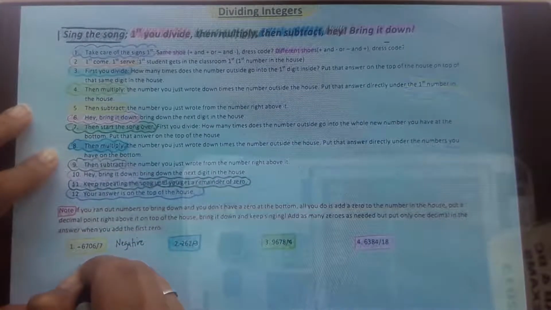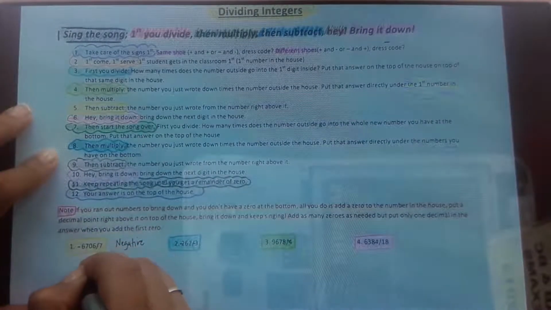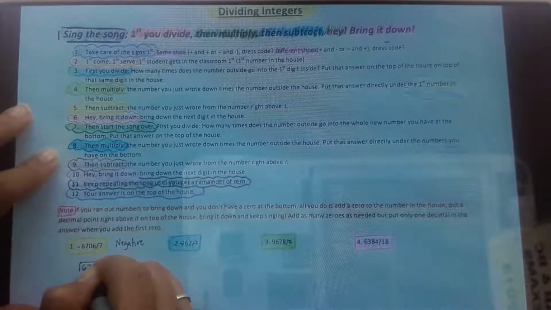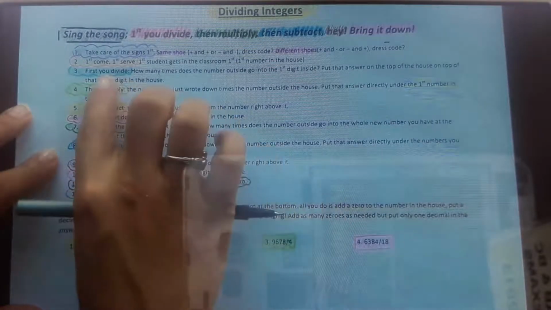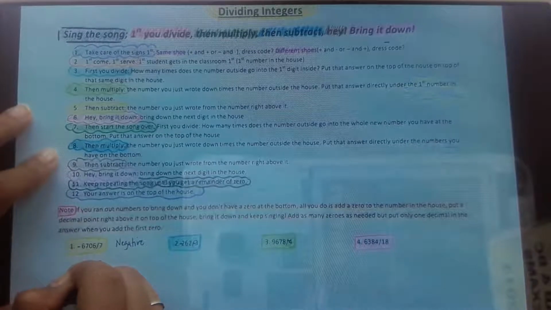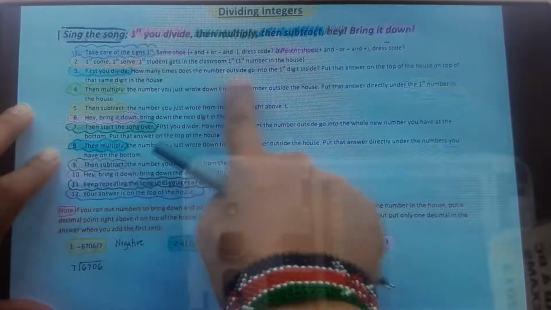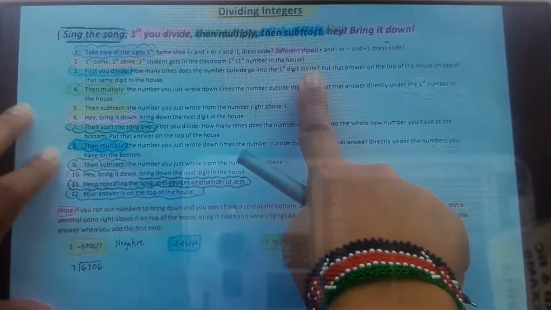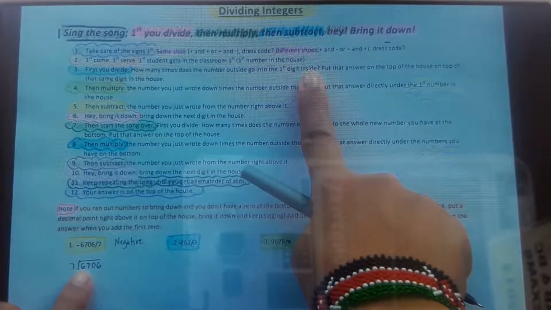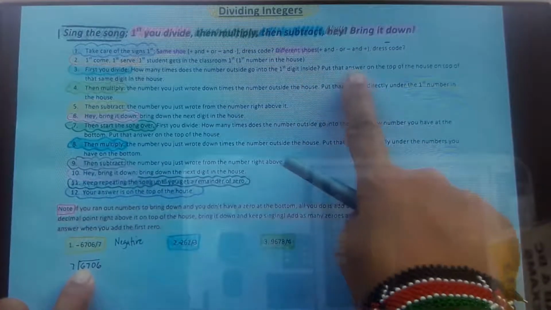So the first number is 6706. That is inside my house. The other number is outside the house. Then you sing my song. First you divide. How many times does the number outside the house go into the first digit inside? Put that answer on the top of the house, on top of that same digit in the house.